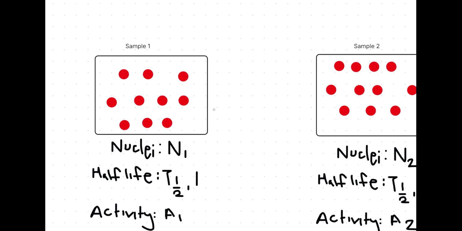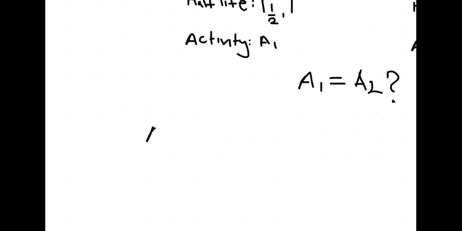So first we have A, and A stands for the activity. Activity just measures how fast a radioactive sample is decaying, or how many decays happen per second. And so the SI unit for activity is the becquerel, which is depicted as a capital Bq, and that is just decays per second.